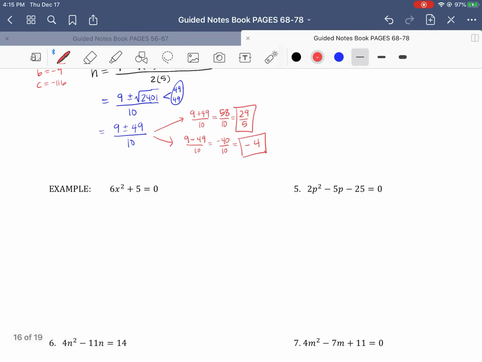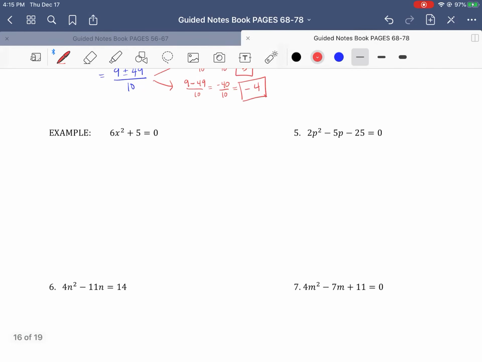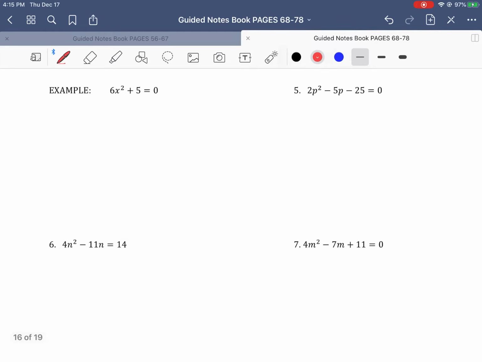So all of these, we could use the quadratic formula to solve. I'm going to jump down and just try another one down here near the bottom. If you have an equation that looks like this, you could try either method. You can either subtract the 5 from both sides and solve with square roots, or you could use the quadratic formula. Just recognize your A is equal to 6, B is 0 because it's missing, and C is equal to the 5. So we could use that either way.